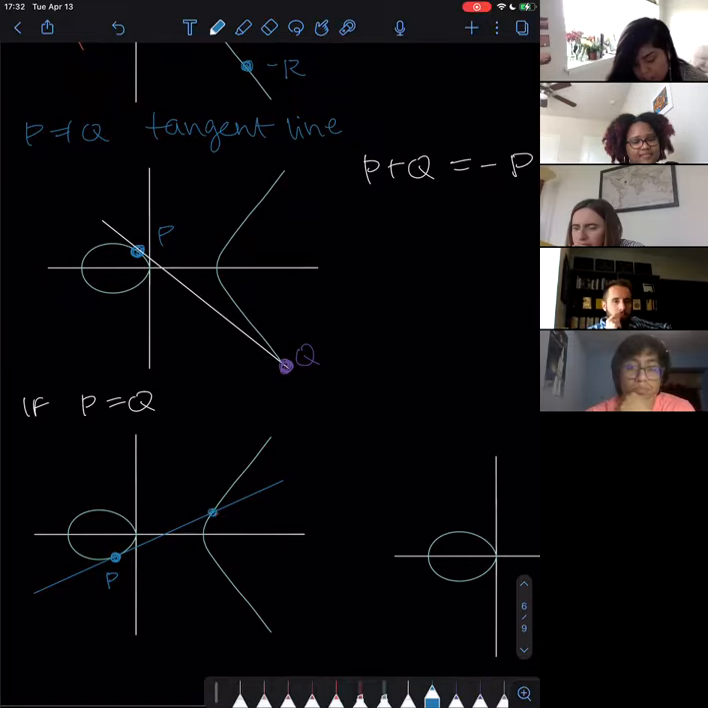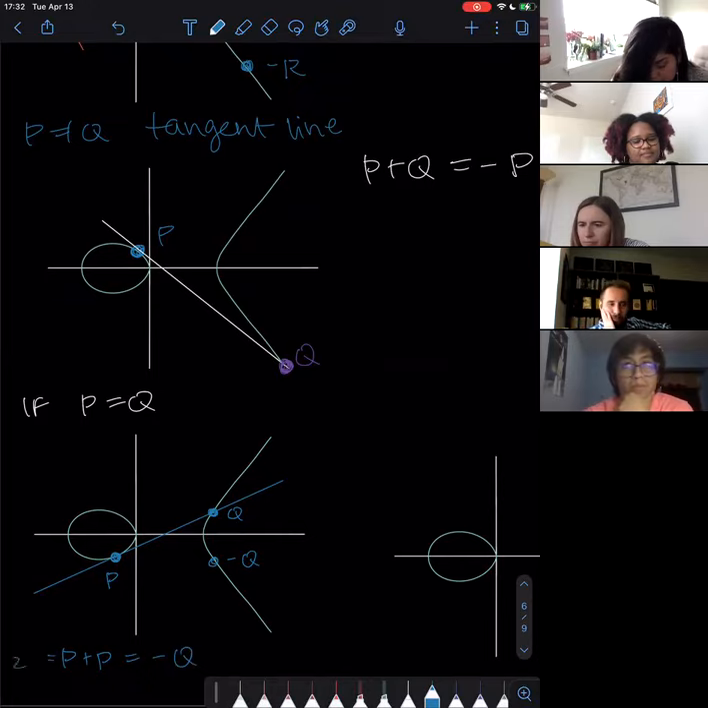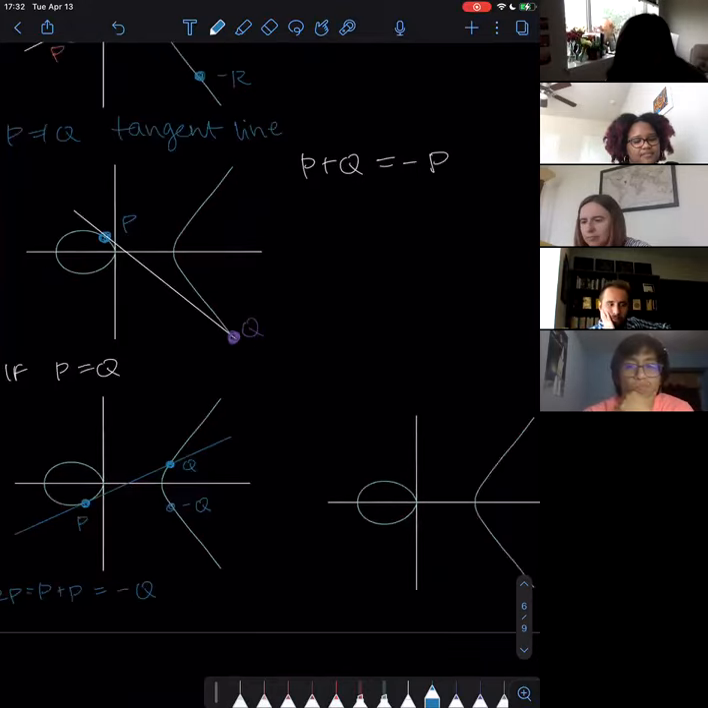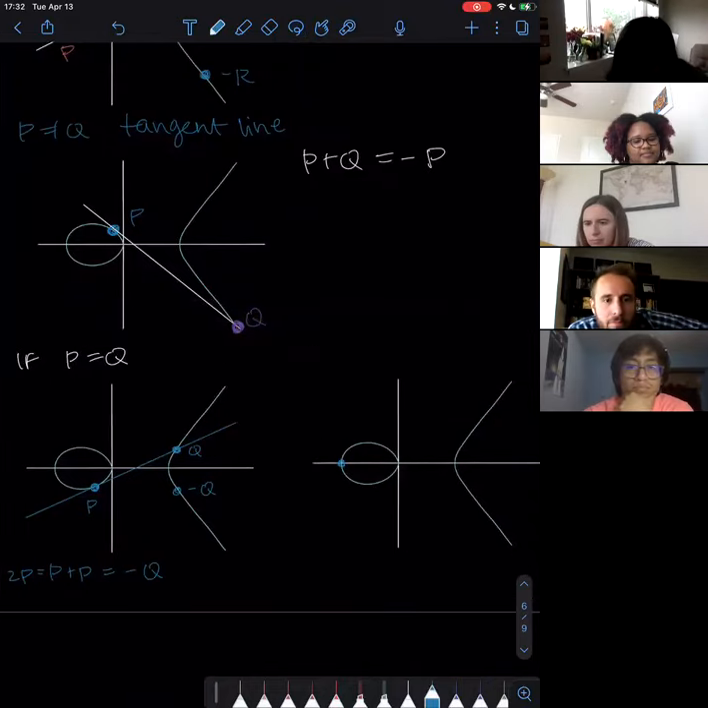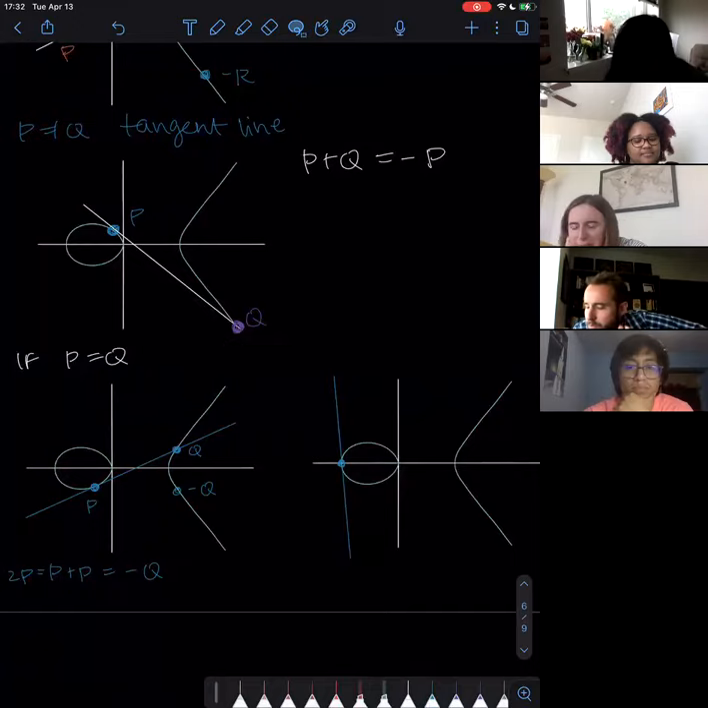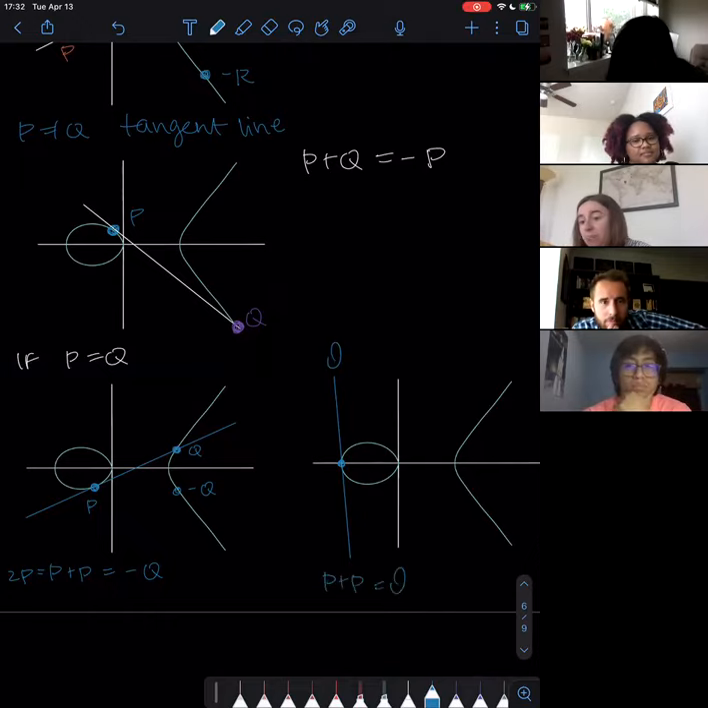Look at where it intersects and then reflect it. So here, P plus P is going to equal negative Q, right? This is another way of writing 2P. Things look a little bit different when the line is a vertical line, right? So for this point here, the tangent line of the curve at that point is vertical, but it intersects the point at infinity, right? So we'll say P plus P equals the point at infinity in that case.